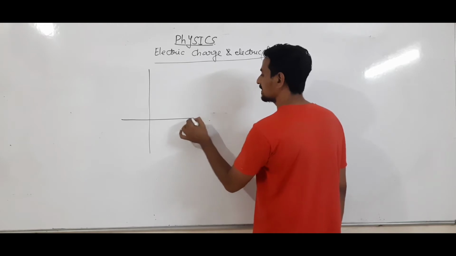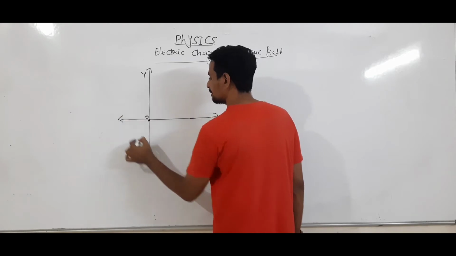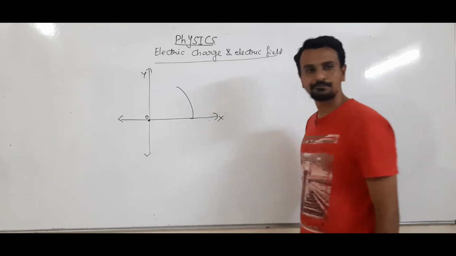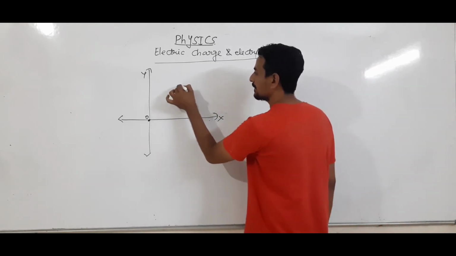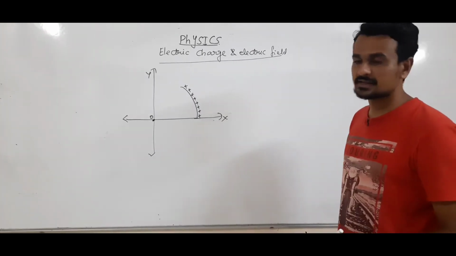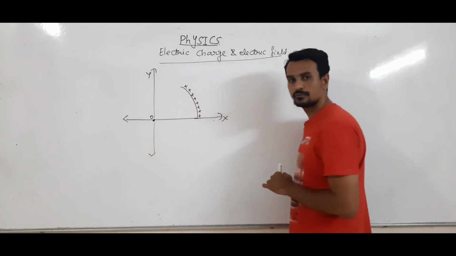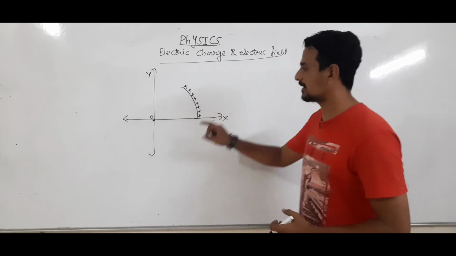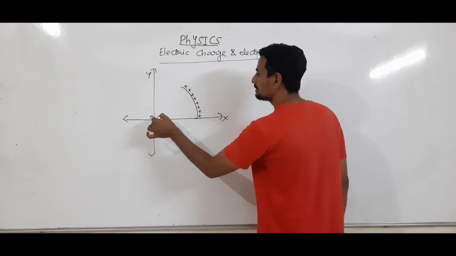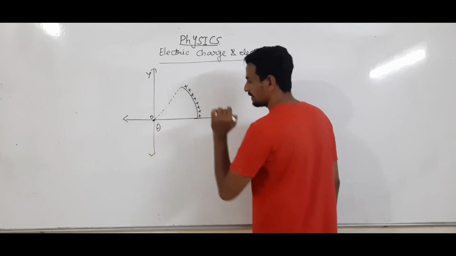Let us say this is your x-axis, this is your y-axis, this is the origin. This is an arc on which charges are continuously being distributed. Because of these charges, we are asked to calculate the electric field at the origin. What is the electric field because of this arc at the origin? Let us say the end of the arc subtends an angle theta.